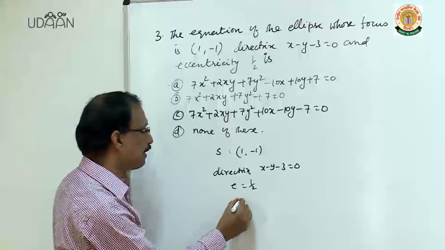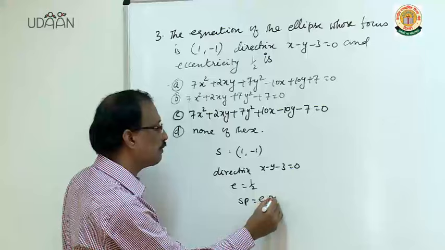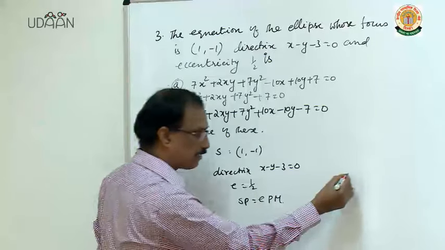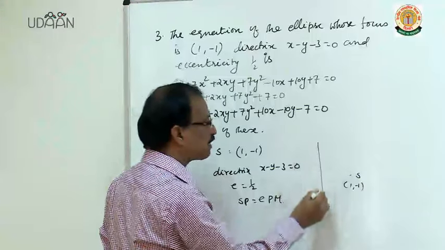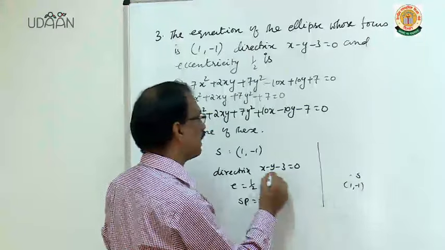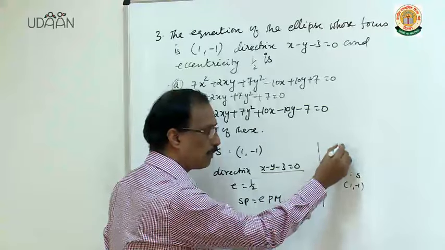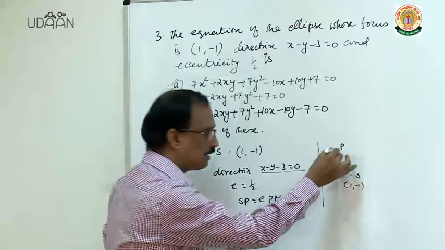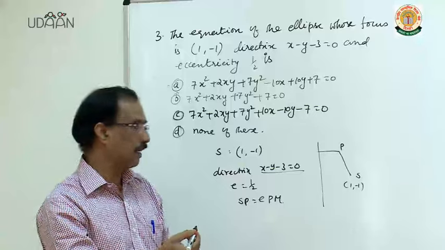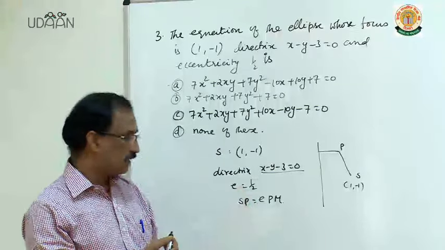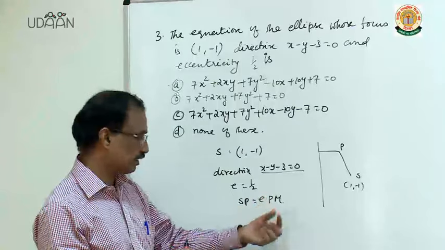So here we know SP equals e times PM. A point is fixed, S, that is (1, -1), and a line is fixed, that is x minus y minus 3 equal to 0, and a moving point P is here. Then the ratio of the distance of the moving point is a constant. That constant is e. So from that the relation is SP equals e PM.